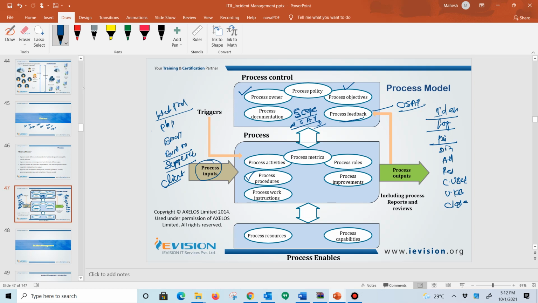You may have some work instructions. If something happened related to network, or related to application, what should be done? Why you should be logging priority 1, priority 2, all these are work instructions. You may have process metrics. Now process metrics are defined to review the performance of your process altogether.